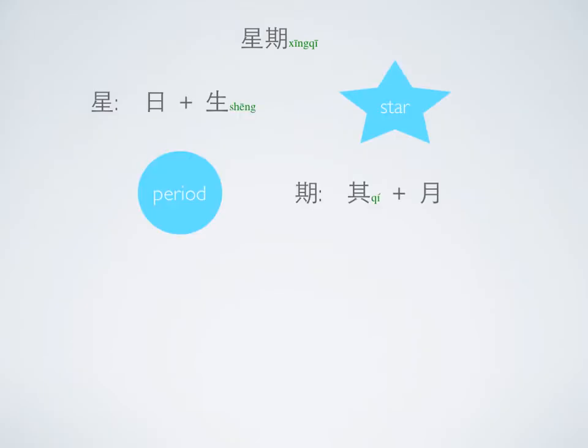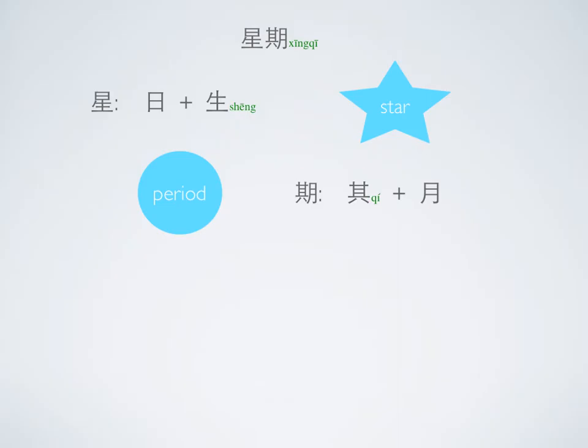Now, how to express Monday, Tuesday through Sunday? First, we have to learn this word, 星期. 星期 means week. Okay, look at these two characters. It looks very complicated. But if you separate them, it's very simple. Let's have a look. 星 means star. Now, this character, the top part is 日. Okay, the star kind of relates to the sun. The bottom part is 生. We have learned 生 as in 学生 or 先生. So 生 is the pronunciation in this character.